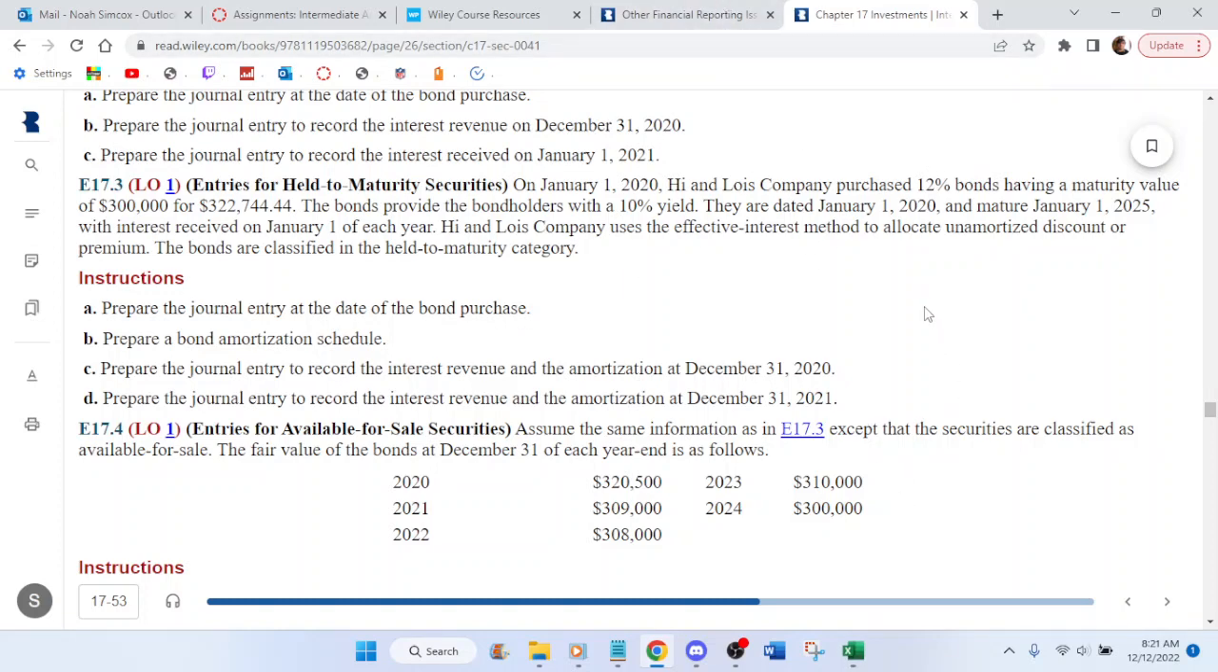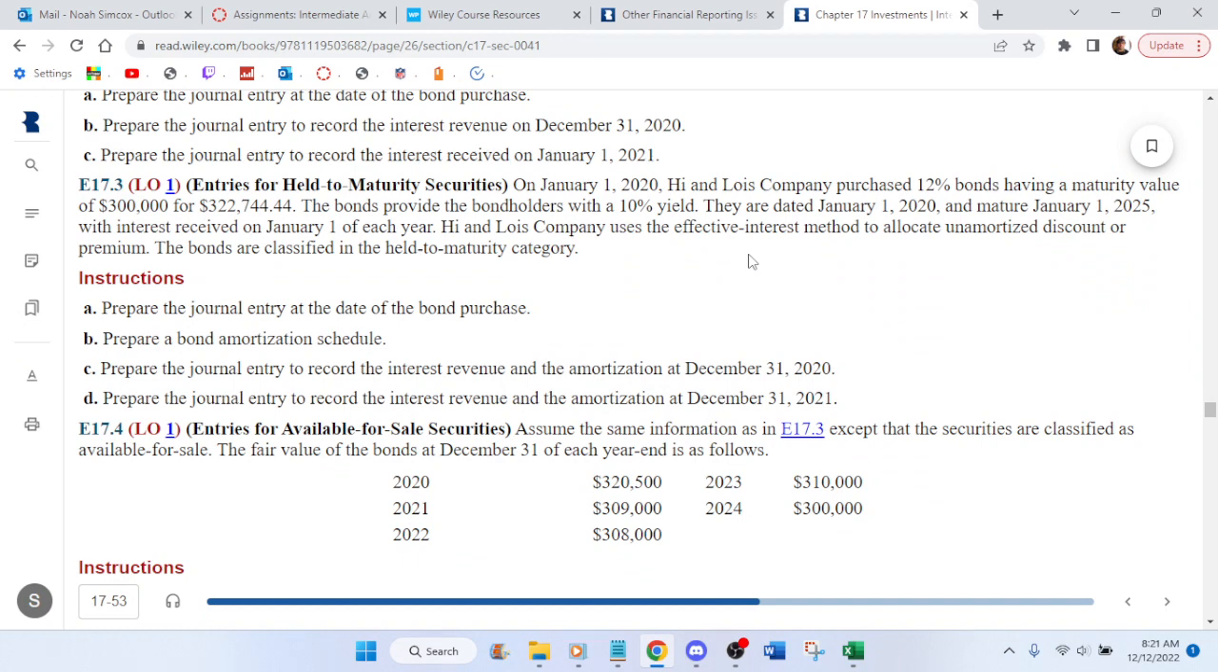17.3. Purchase 12% bonds having maturity value of $300,000 for this number, which is wrong. Do every year that you amortize it, and I hope he doesn't give us a question where the payments are more than once a year.